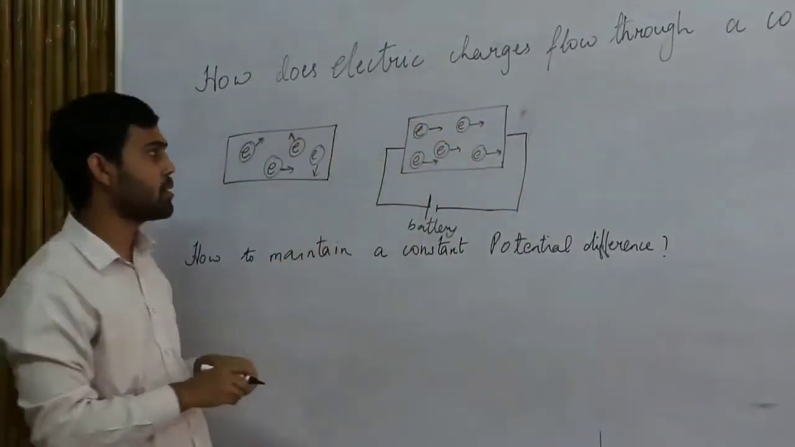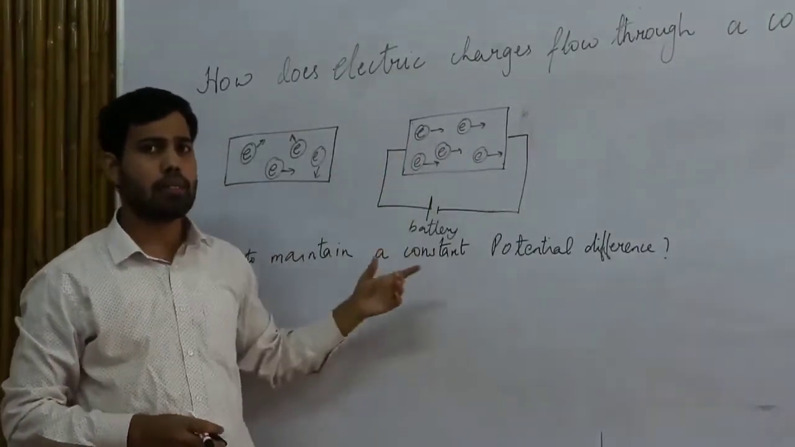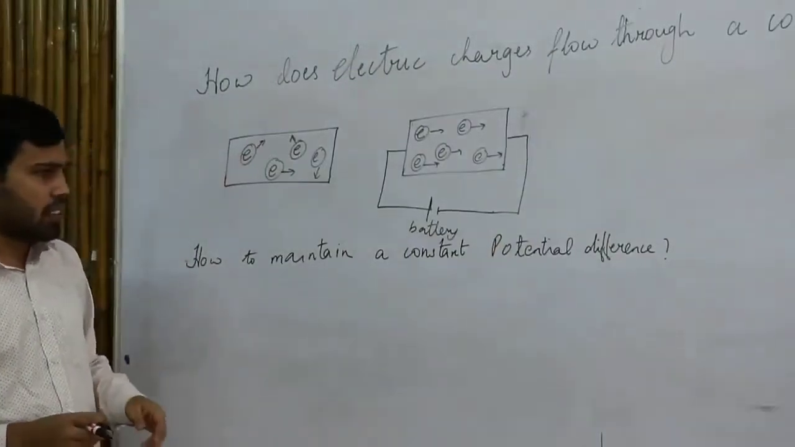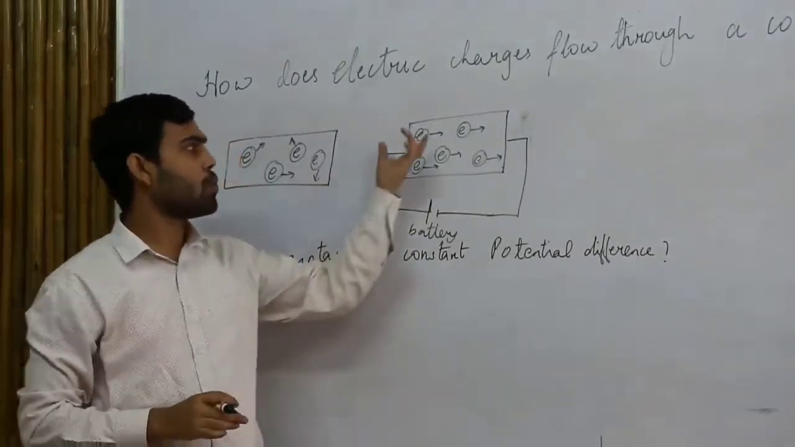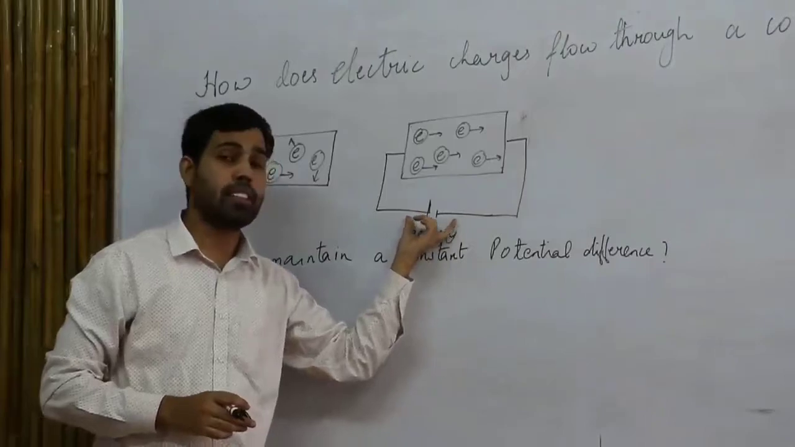As soon as I have some source connected to this conductor, these electrons will align themselves in a particular direction. Now, see, this electric current will flow through this conductor only when I have a potential difference in here.